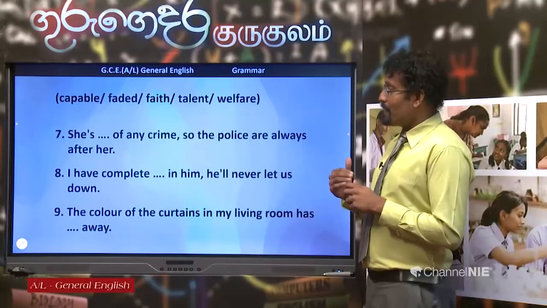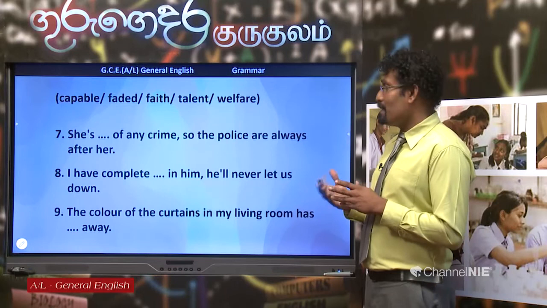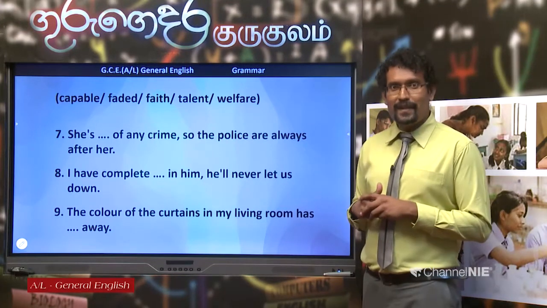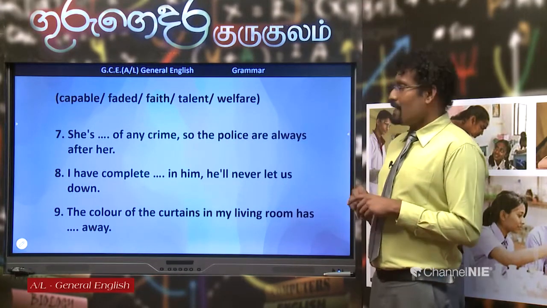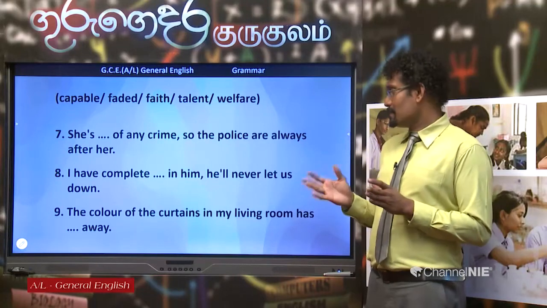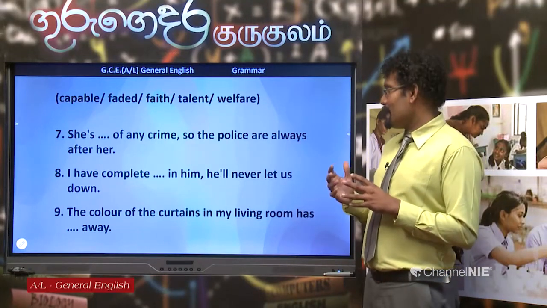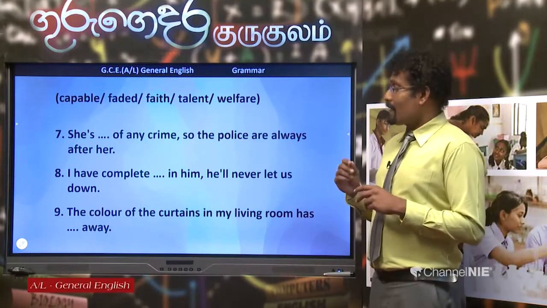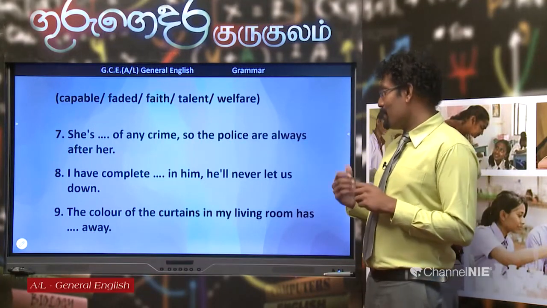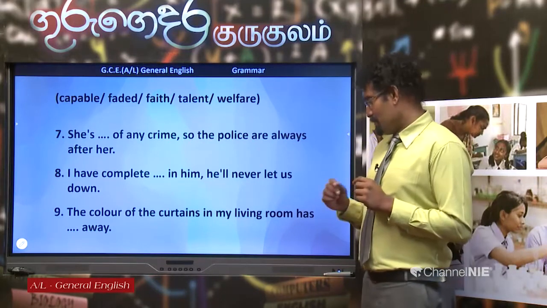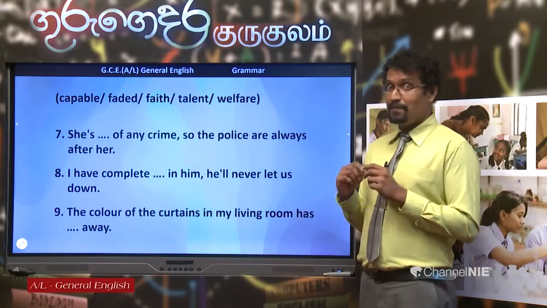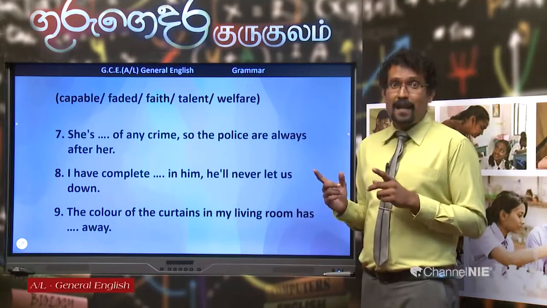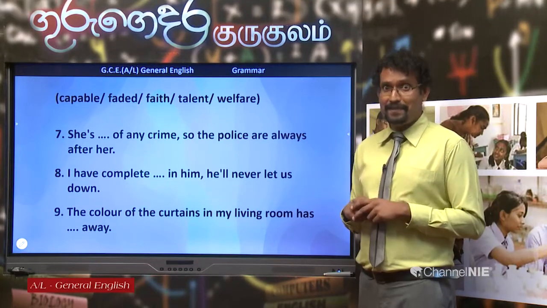She is blank of any crime, so the police are always after her. What's the word you have to use there? Think about it. I have a complete blank in him. He'll never let us down. What's the word you have to use there? The color of the curtains in my living room has blank away. So you can guess the answer if you know the grammar rule very well.